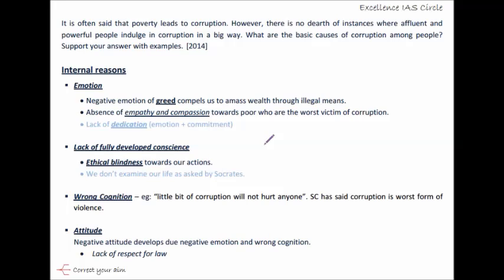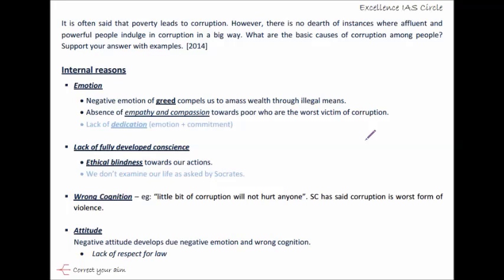The question of the 2014 paper is, it is often said that poverty leads to corruption. However, there is no dearth of instances where affluent and powerful people indulge in corruption in a big way. What are the basic causes of corruption among people? Support your answer with examples. Again, they're asking the basic causes of corruption among people, and this time you have to give examples as well.